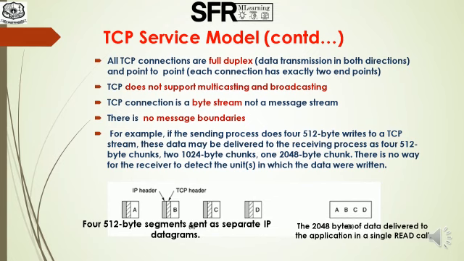In the TCP service model, all TCP connections are full duplex. That is, the data is transmitted in both directions, from client to server and server to client, that is, from sender to receiver and also from receiver to sender. Also, the connections are point to point. It means that each connection has exactly 2 endpoints. This is the main concept of a connection oriented protocol, as we all know.